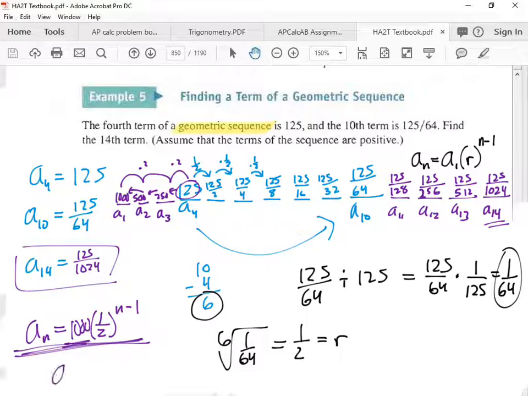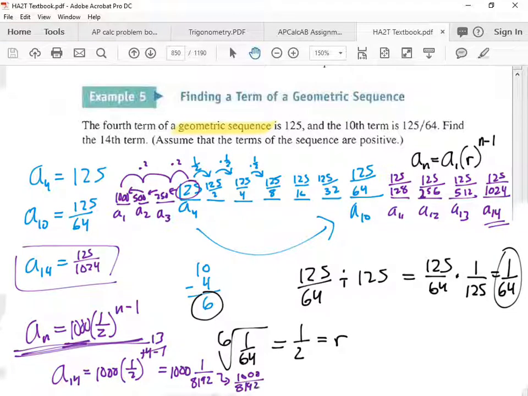If I wanted to find a sub 14, I can just plug in the 14 right here, and I would find it. That's disgusting. This would be 1,000 times 1/2 raised to the 13th power. It's a really big number. I'm going to use a calculator. What is 2 raised to the 13th power? 8,192. So we get 1 over 8,192. So that's 1,000 divided by 8,192.